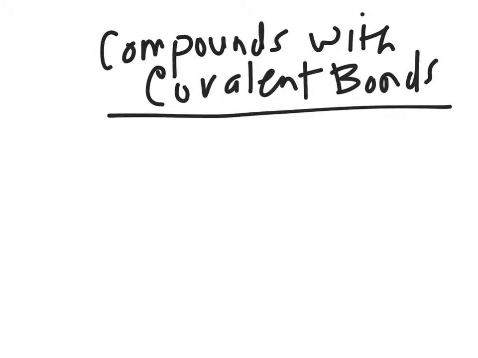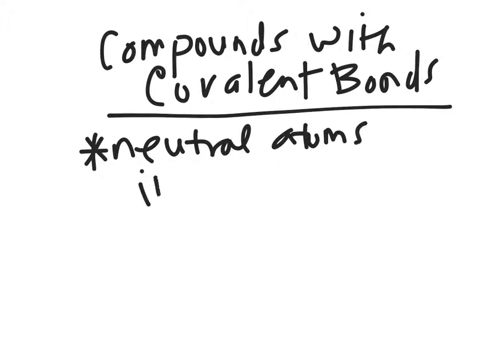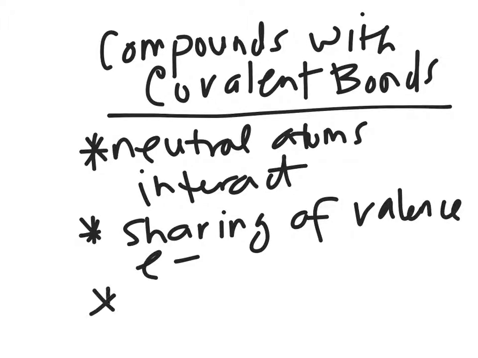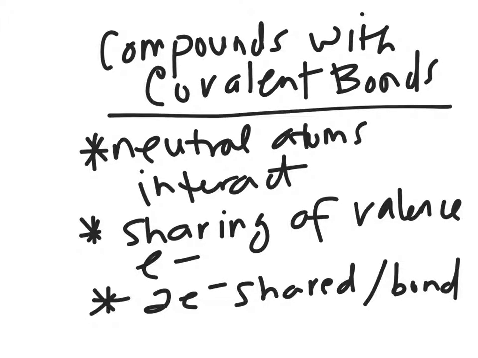Okay, in this lecture video, we're going to talk about compounds that contain covalent bonds. You get covalent bonds when you have neutral atoms interacting. Unlike ionic bonds, where you have positively and negatively charged cations and anions, in covalent bonds you have neutral atoms. They interact via the sharing of valence electrons, and there is a total of 2 electrons shared per covalent bond that's formed.